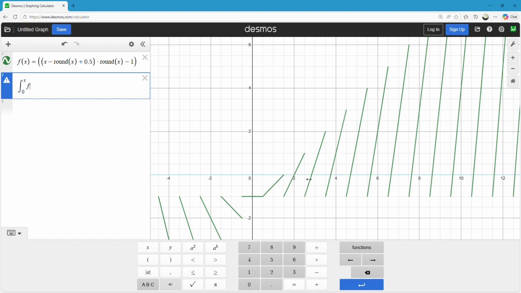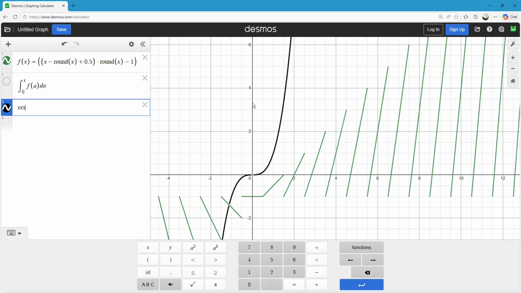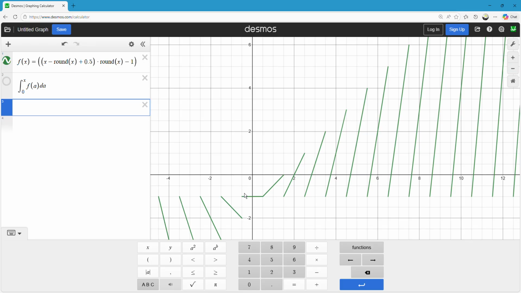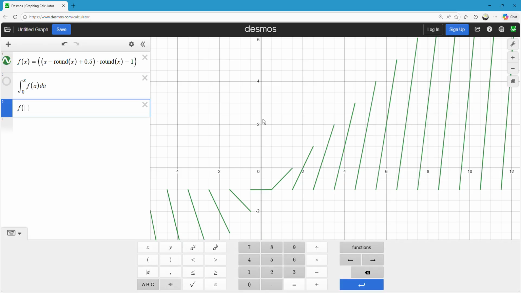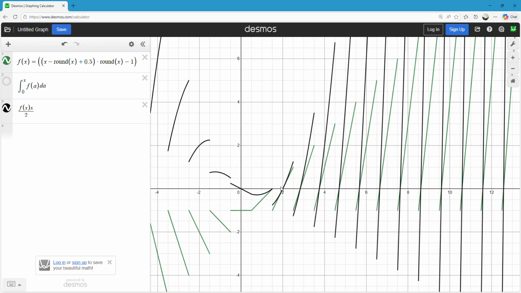The integral from 0 to x of f(a) dA. And that should be hidden. Give me a second. Okay, it's not going to lag. So this is going to be the answer right here. First things first, this is just going to be like a regular a, so we're going to just multiply that by x and divide it by 2.